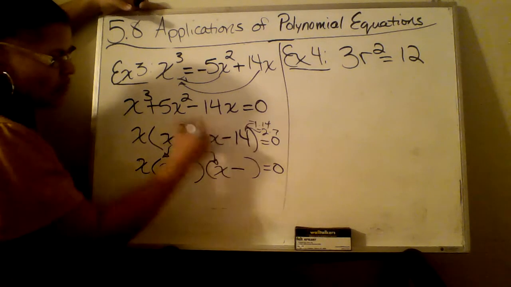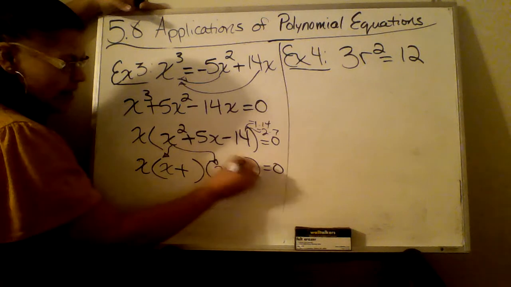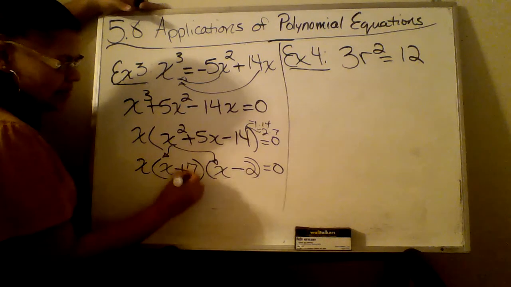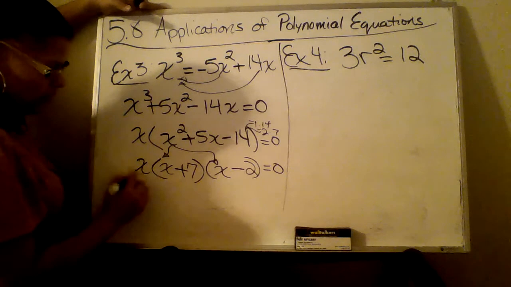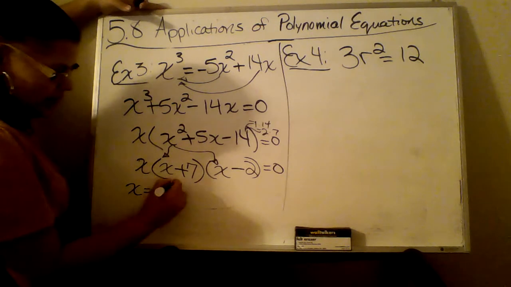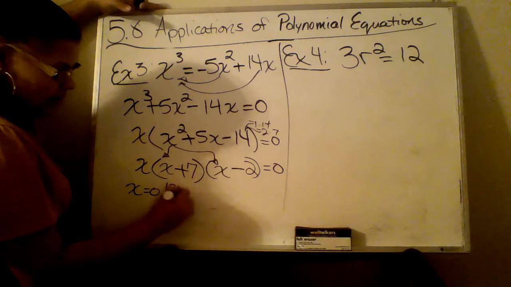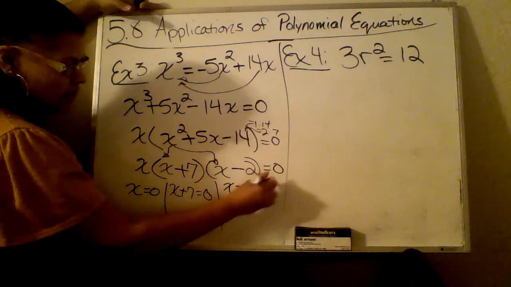Now, which one subtracts to give you 5? 2 and 7. So then the minus, the 2 goes next to the minus, and the 7 goes next to the plus. So now you set each part equal to 0. So the first part is x equals 0. We already have a solution there. And then the next, x plus 7 equals 0. And then x minus 2 equals 0.